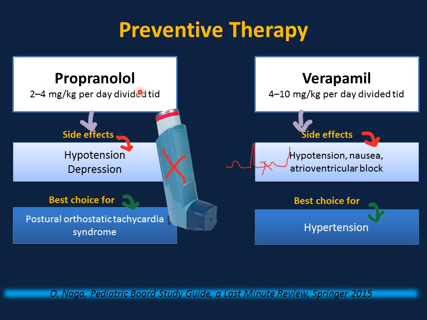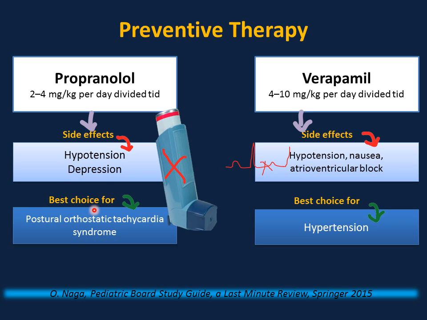Propranolol is a non-selective beta blocker used to prevent migraine as well. The dose is 2 to 4 mg per kilo per day. Side effects of this medicine: hypotension, depression, also may exacerbate asthma or bronchospasm, may also mask the symptoms of hypoglycemia in patients with diabetes. So it's not an option to use in these cases.